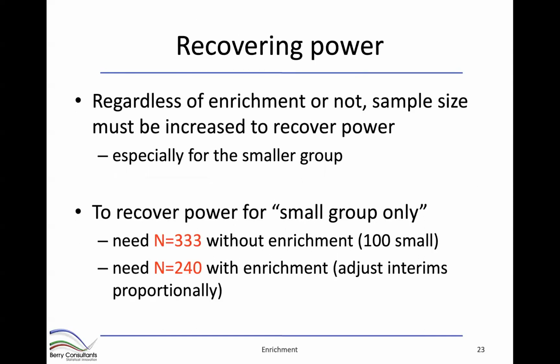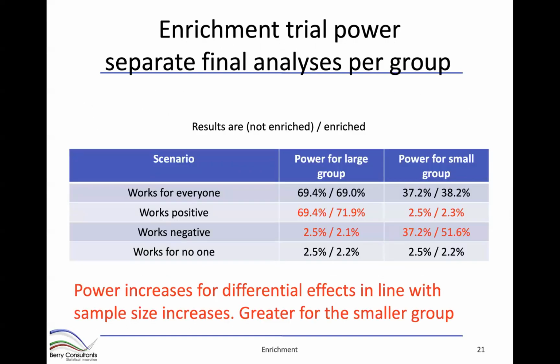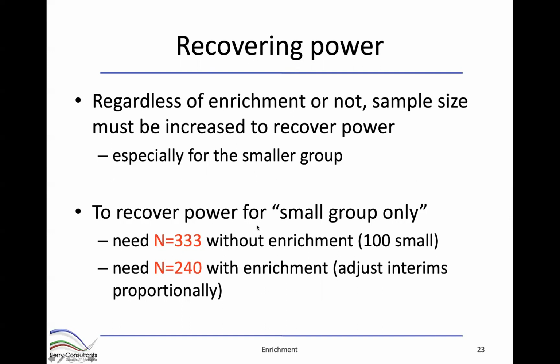If I wanted to recover the power, so recall I had 37% power for the non-enriched design when it only worked in the small group. If I end up with the enriched design, I got that up to 51. Let me go back. Yeah, so 37 up to 51, 52%. Suppose I actually wanted to get power numbers back up to the 84 that I started with in a homogeneous population. That's going to require a much bigger sample size.